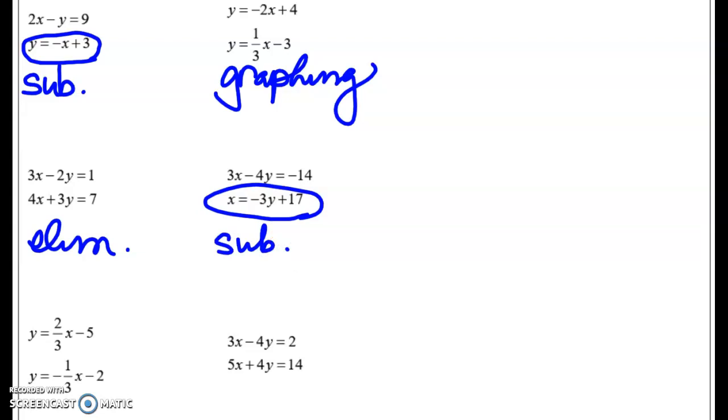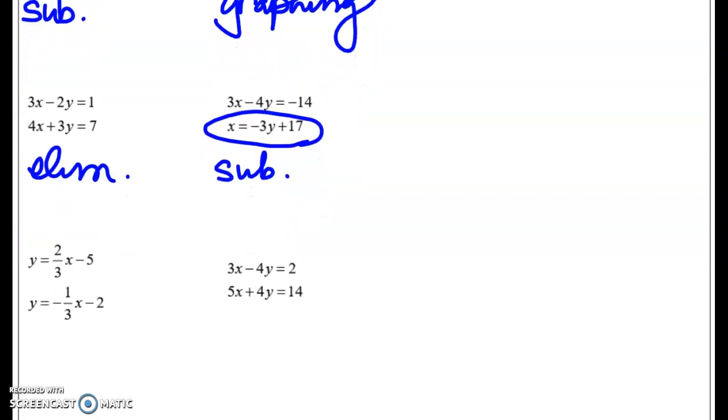The next one, I notice I have two equations in slope-intercept form and they both have fractions. So if they were in slope-intercept form, you can sometimes do substitution, but because these both have fractions, I would definitely think that this one should be done by graphing. And the numbers will fit on your grid.